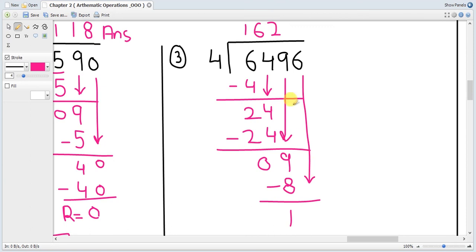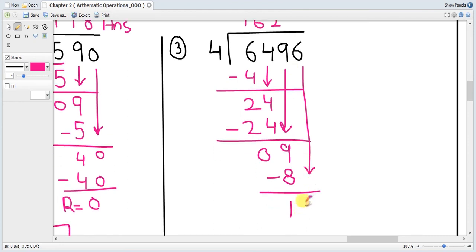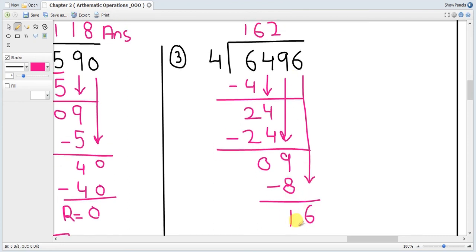Okay, it is not necessary to always draw this arrow in your solution. This is just for your understanding, or to keep reminding you that we have to shift the numbers down, right? Okay, next digit, which is 6, I shift it down. Now this number will collectively become 16.